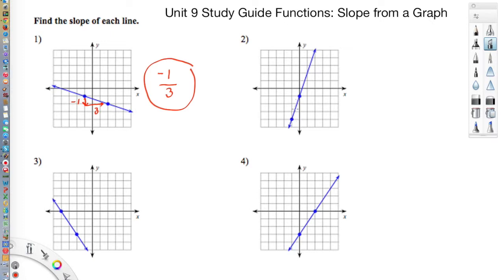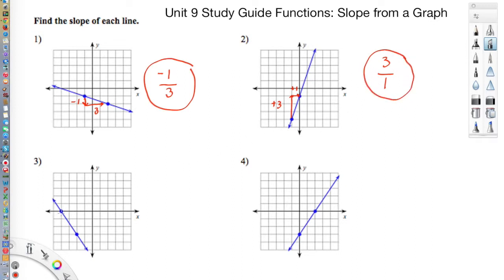Let's look at our next graph line. I'm going from this point up 3, so my rise is 3. I'm going up 3, plus 3, and then I go 1 to the right, which is plus 1, so that's a 1. So my slope is 3 over 1, or just 3.